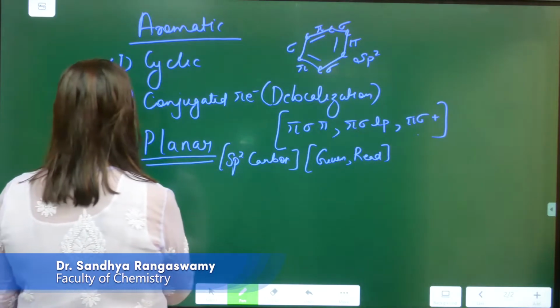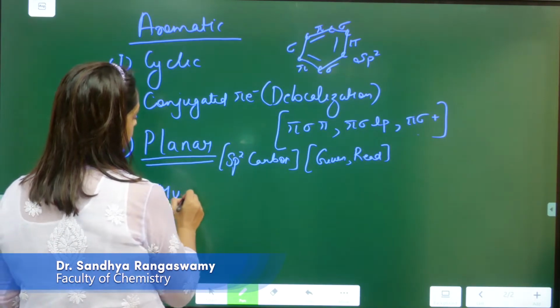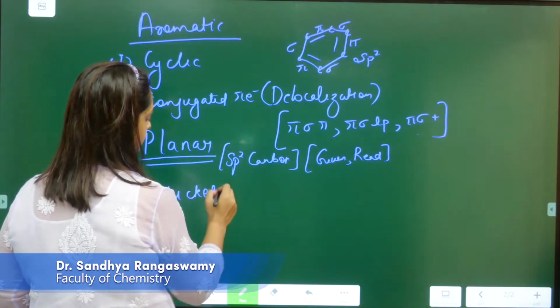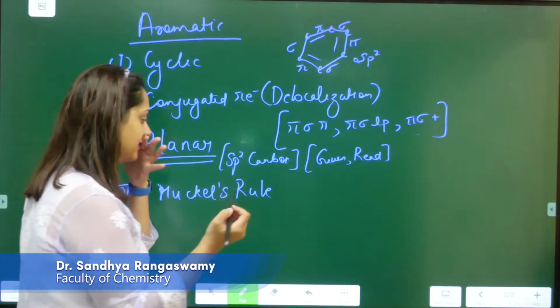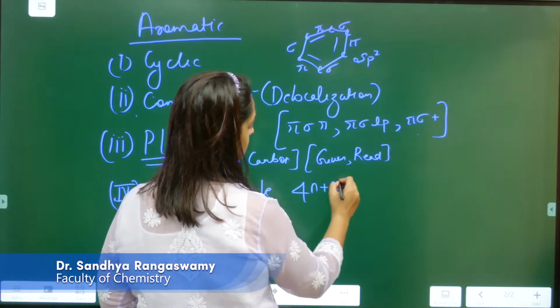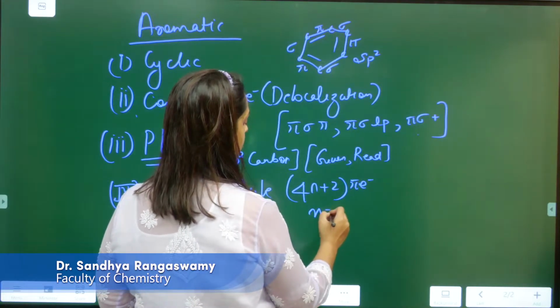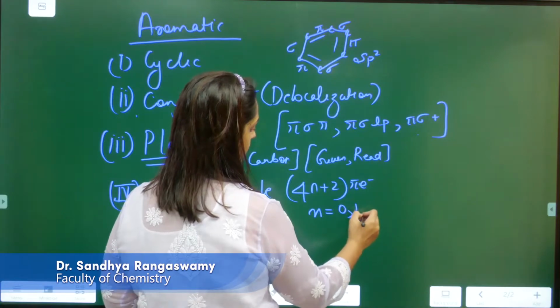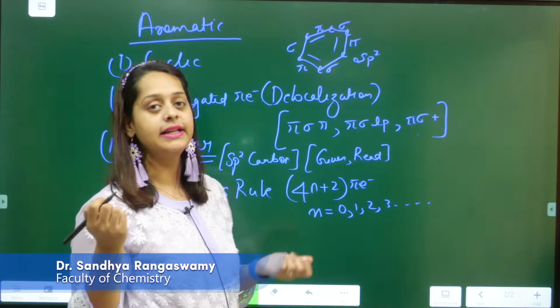So what is the fourth and foremost rule? The fourth and foremost rule is following Huckel's rule. Now what is this Huckel's rule? Huckel's rule is that there should be 4n plus 2 pi electrons, where n here should be an integer.